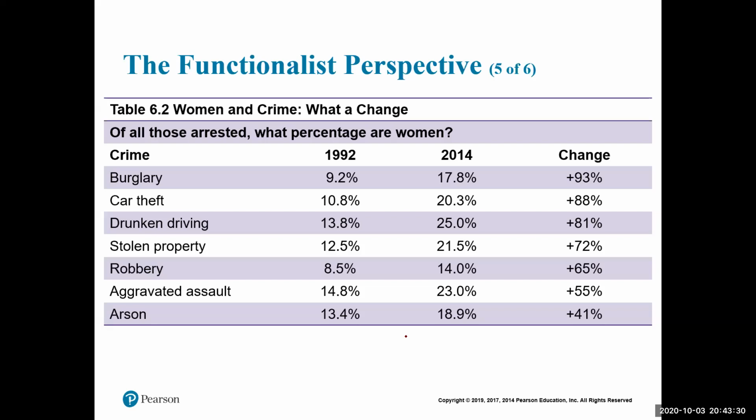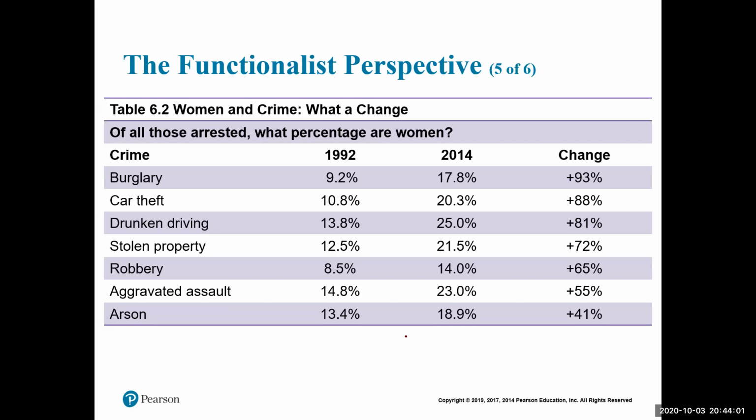So when we're looking at it from a functional perspective, they wanted to look at the types of crimes women commit, and what's changed from 92 to 2014. And when they looked at all of those arrested, what percentages were women? When they looked at the burglary aspects from 92 to 14, there was a 93% increase. It's a huge increase. When you're looking at car theft, same thing.